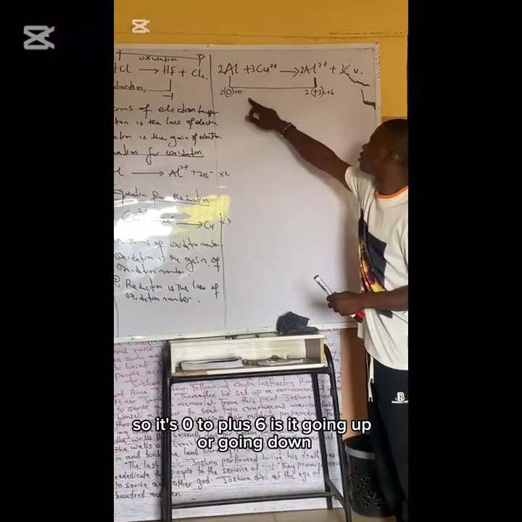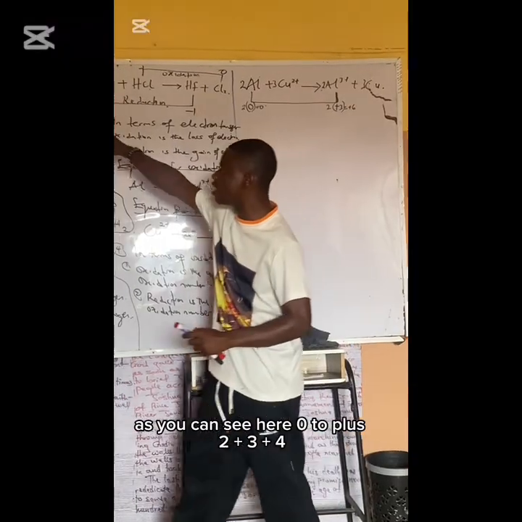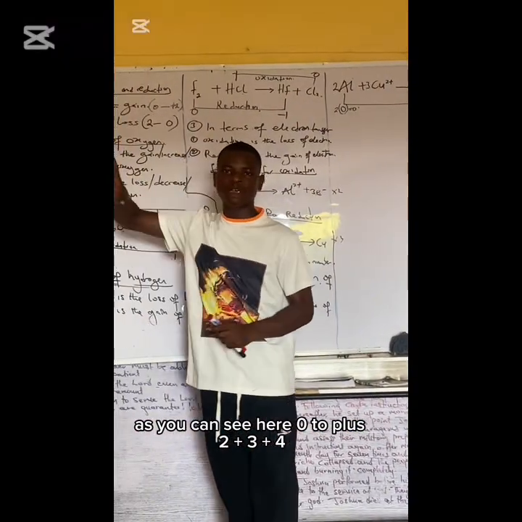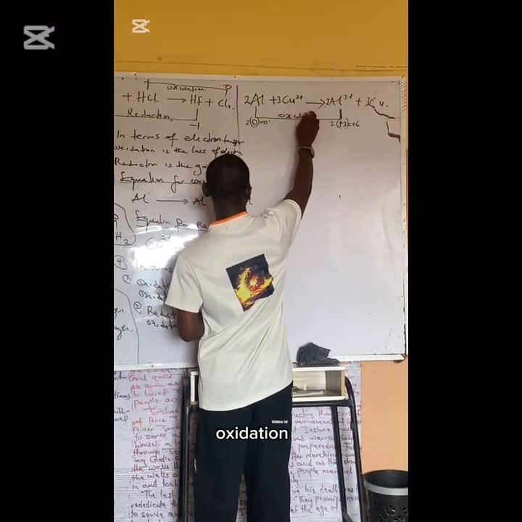So is 0 to +6, is it going up or going down? Is 0 to +6 going up? As you can see here, 0 to +2, +3, +4, they are going up. So that is oxidation.